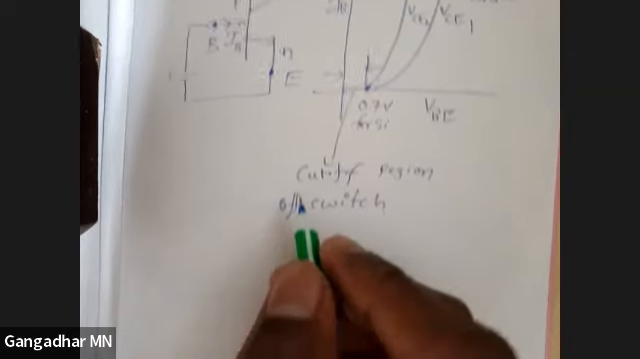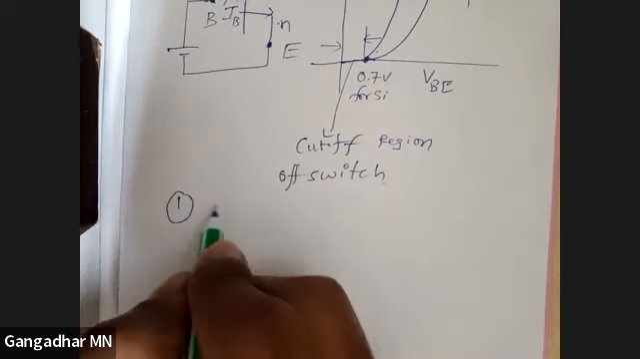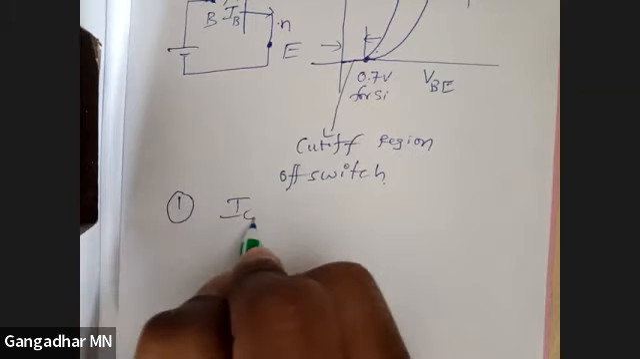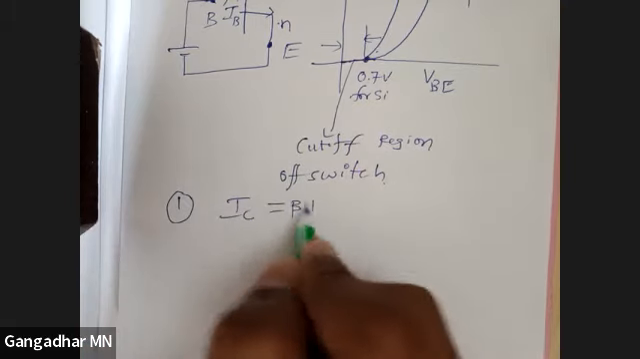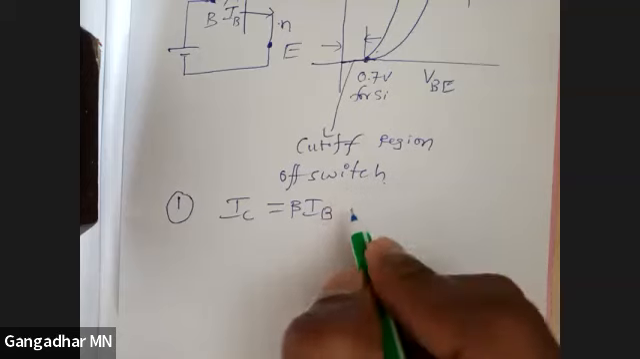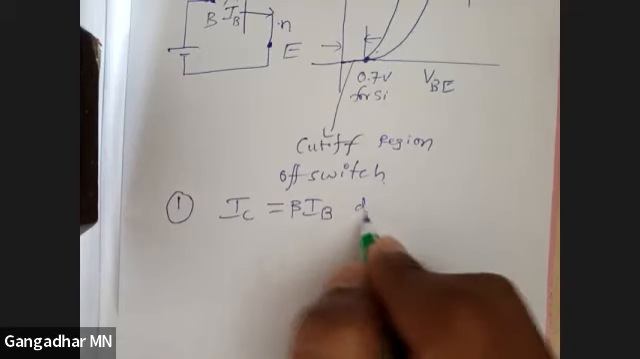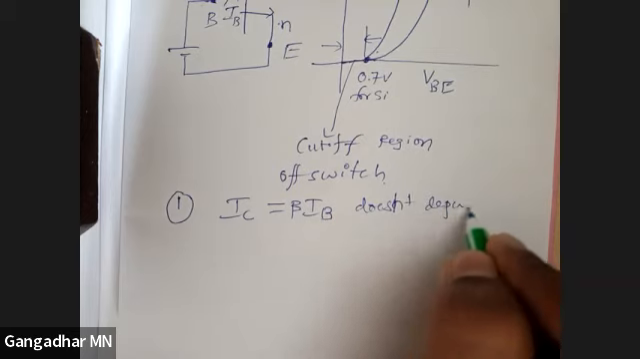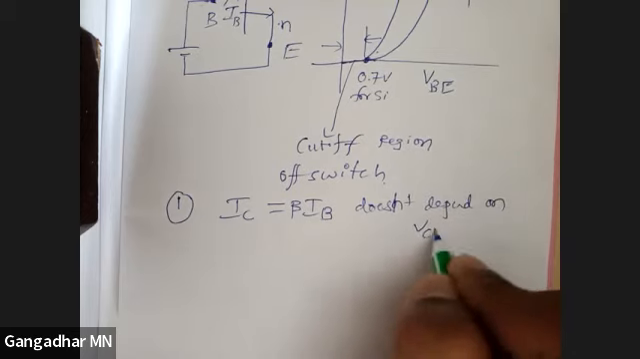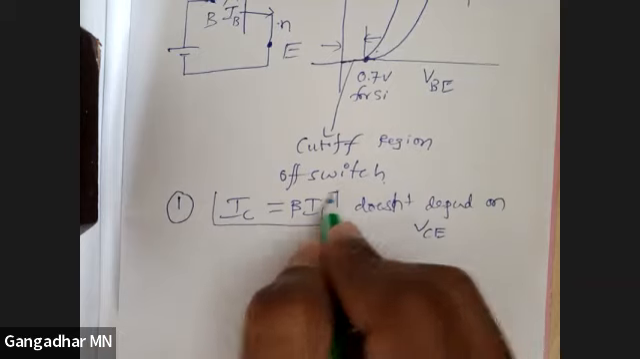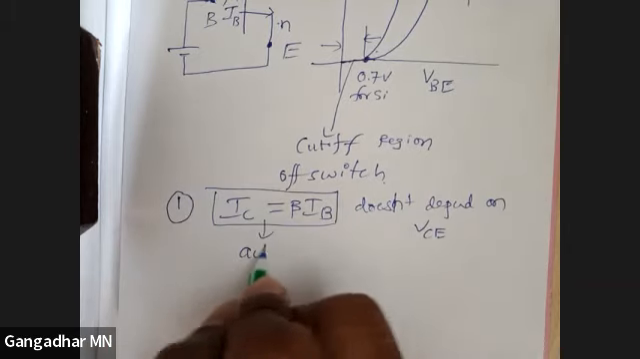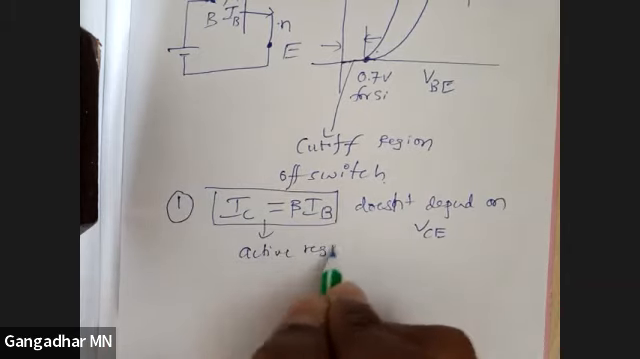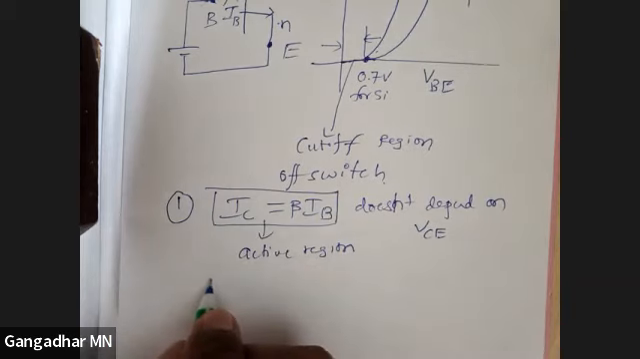So what are the three regions? First is the region where IC is merely function of IB and does not depend on VCE, and this region is active region. What is the application? Application is amplifier.